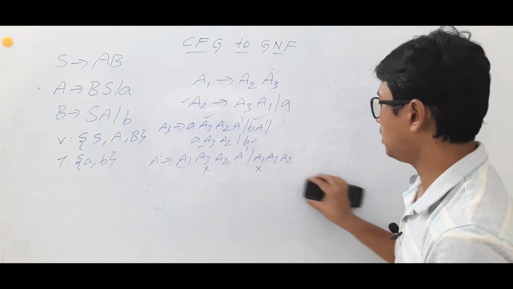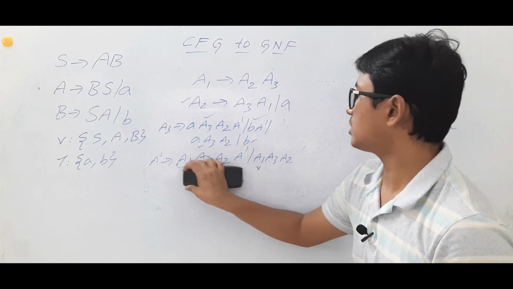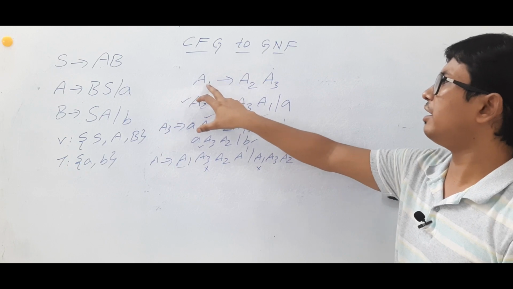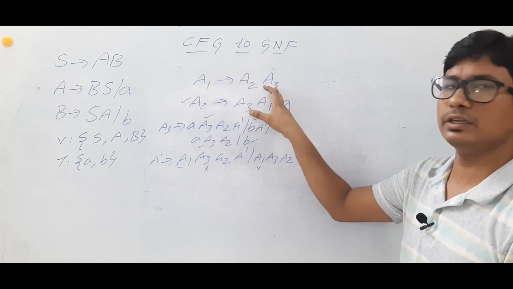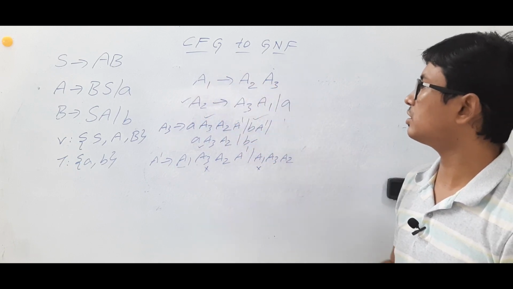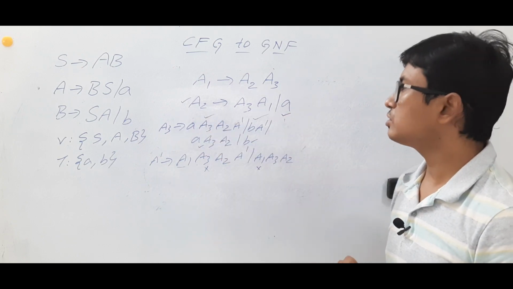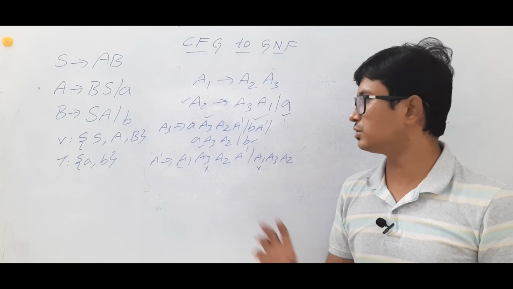You don't worry. Now first take the start symbol. Even this is also not in the GNF. A1 determines A2, A3. This is not in the GNF. Even this is also not in the GNF. But this one is in the GNF. So now we will convert all the productions into the GNF.